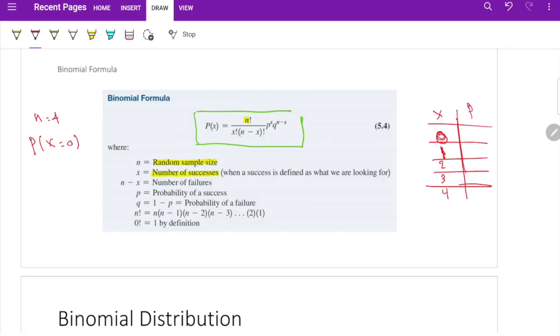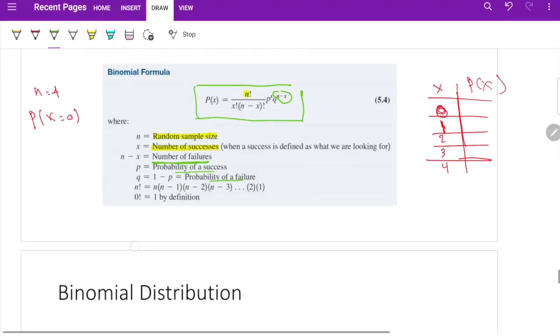How to find the probability? Why? Because we have only 2 outcomes, rework, not to rework. And the conditions are met. That's why we can use the binomial distribution. The number of successes is x, and the number of failures is n minus x, which is this guy. 1 minus p is the probability of the failure, p is the probability of success, and n factorial is n times n minus 1 up to 1, etc.